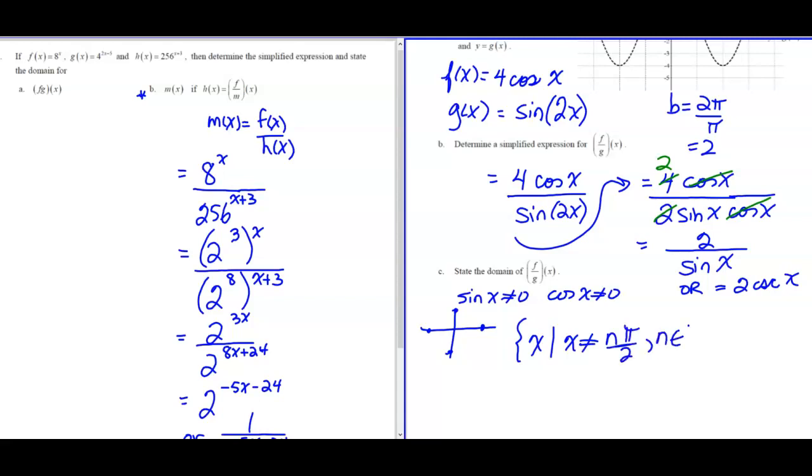N is an integer and x is an element of the real numbers.